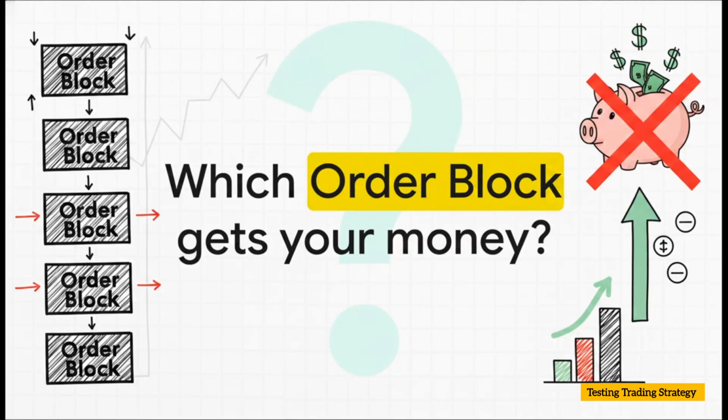Okay, let's dive into this. So, imagine you've mapped out your market structure, right? And you're looking at 5 different order blocks sitting right there on your chart. Well, which one actually gets your money? Which one do you risk your hard-earned capital on? It's a huge problem because choosing the wrong one means getting stopped out way before the real move even happens.